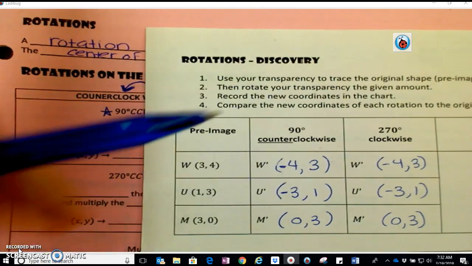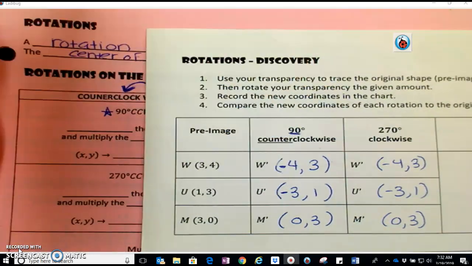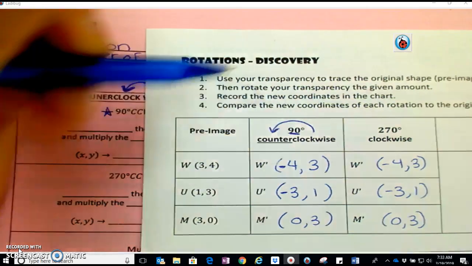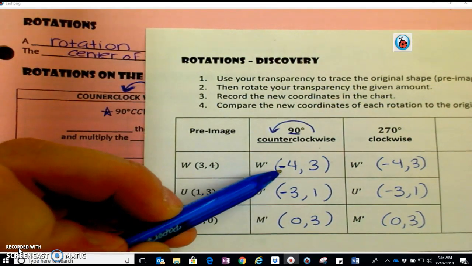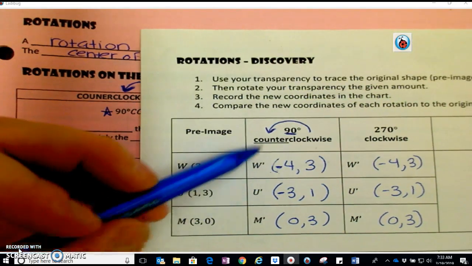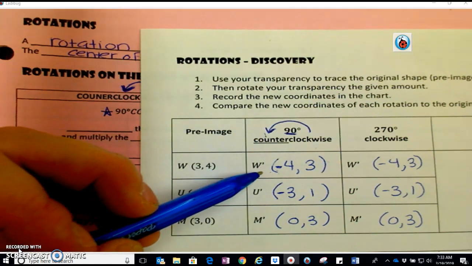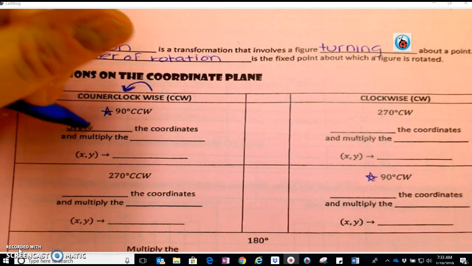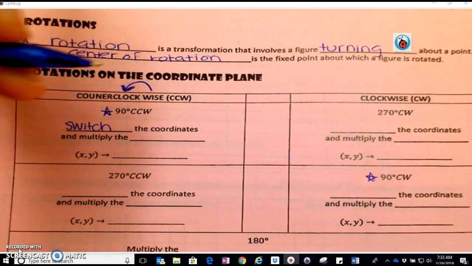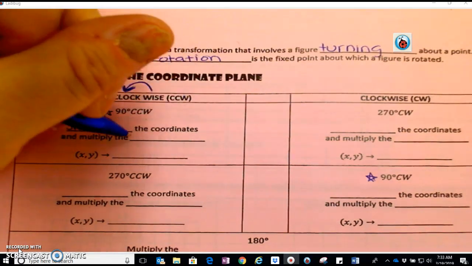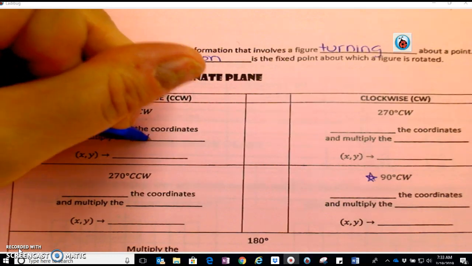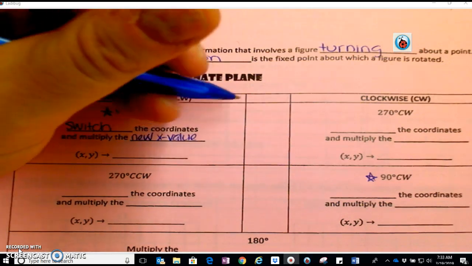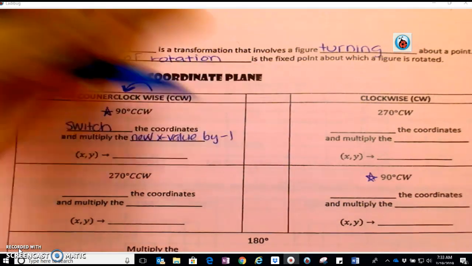So if this is my trick with the 90, they switch places 90 degrees counterclockwise, draw your arrow. Which one is it pointing to? It's pointing to the x. So it means take the opposite of that new x value. So here we are going to switch the coordinates, and you're basically multiplying the new x value by -1.